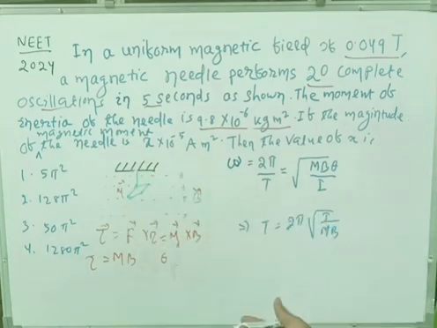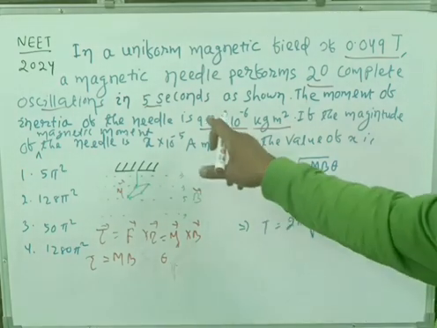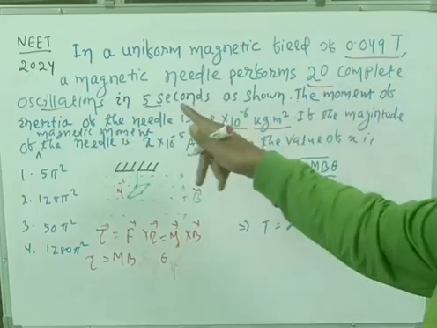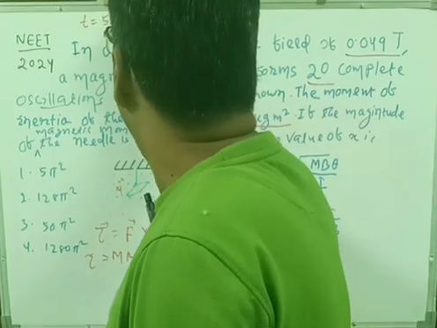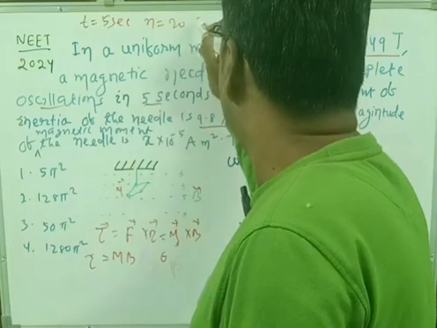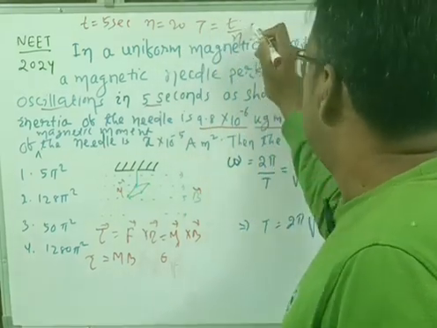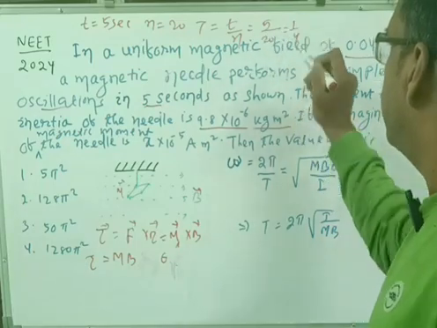We have studied it in the theory portion. So what is T here? What is the time period? You see, it is completing 20 oscillations in 5 seconds. So T is equal to 5 seconds and N is equal to 20. So the time period is equal to T by N, or 5 seconds by 20, that is equal to 1 by 4.